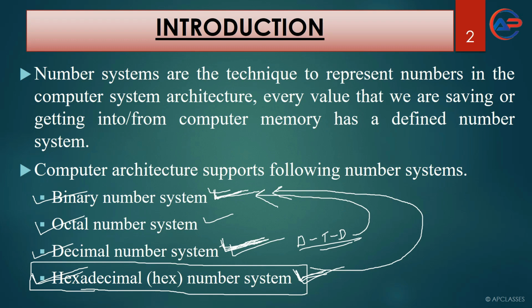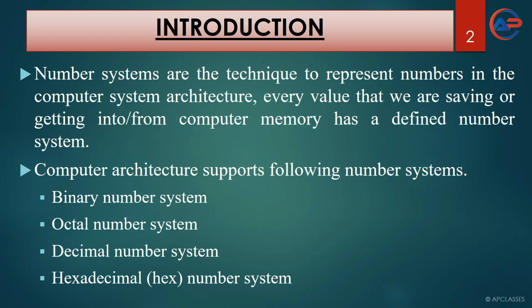So this is all about four types of number system. We have four types of number system in computer, that is binary number system, octal number system, decimal number system, and hexadecimal number system. In this video tutorial, we are going to discuss decimal number system. Basically, the focus will be on decimal number system.